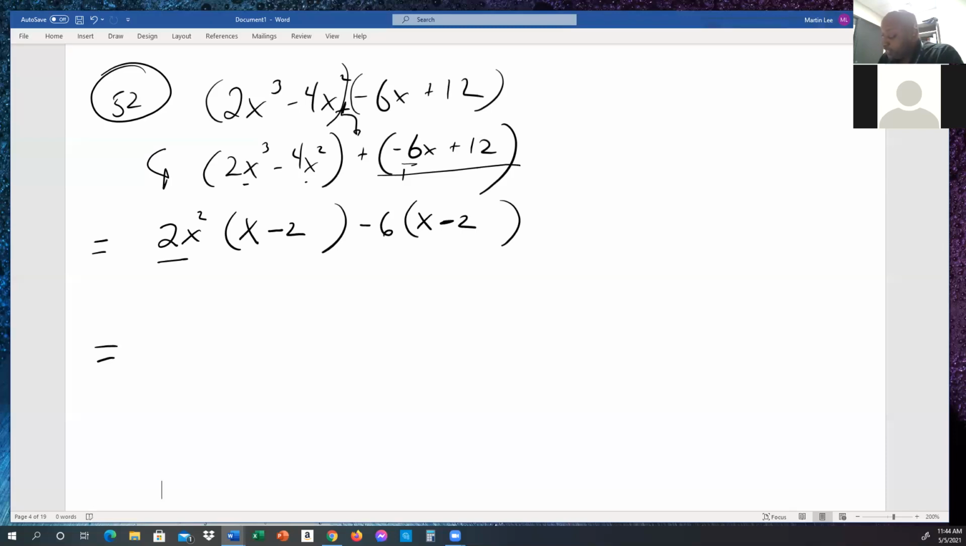And so now they have a common factor of x minus 2. So let's pull that on the outside. So x minus 2 times what gives me 2x to the second? Well, it's just 2x squared. x minus 2 times what gives me negative 6? Well, it's just negative 6.